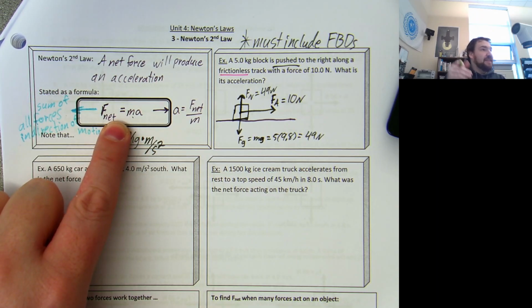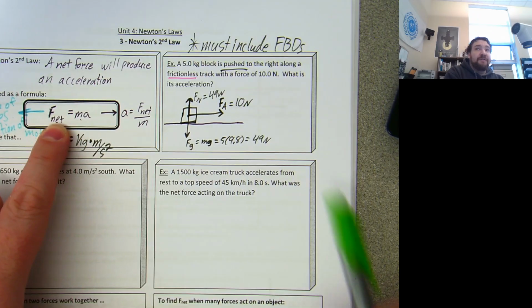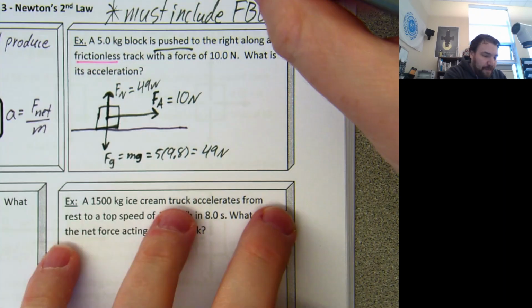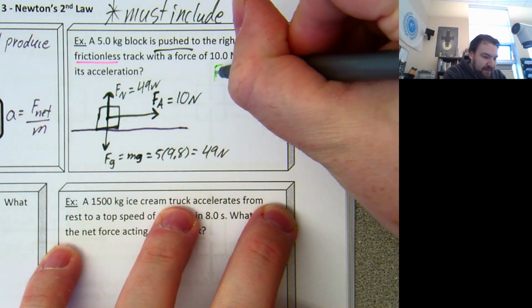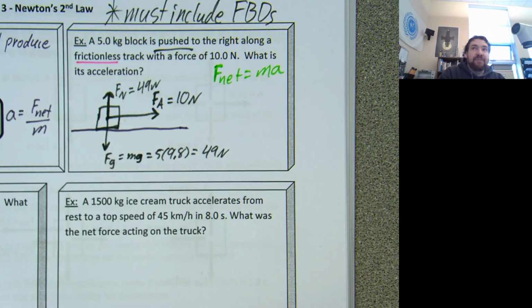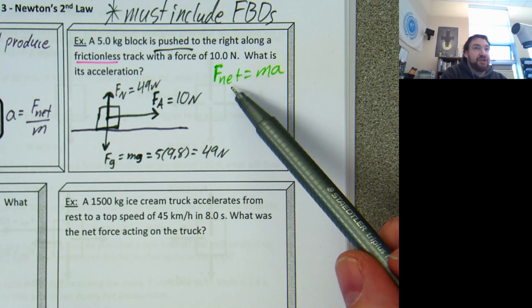Everything we do in this unit, we don't have a bunch of formulas like we did in kinematics. It all starts here. So to find the acceleration of this block, we're going to start with F net equals ma every time. And F net is, again, the sum of the forces in the direction of motion.